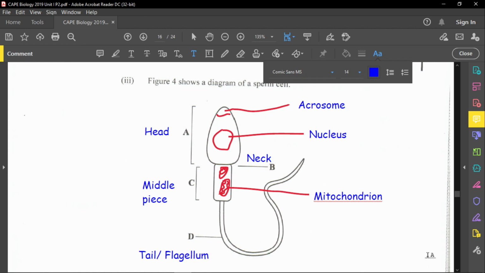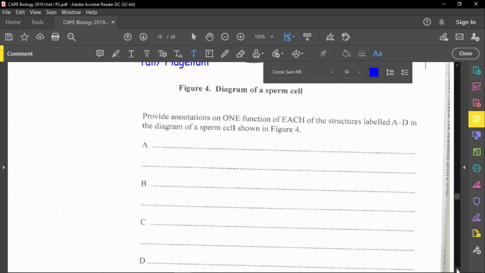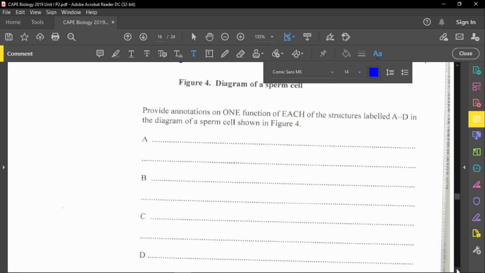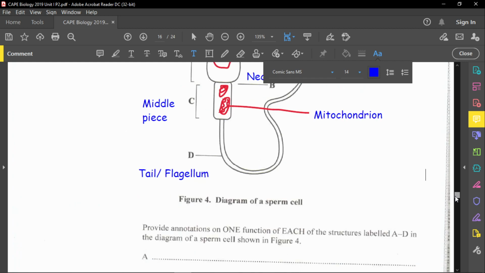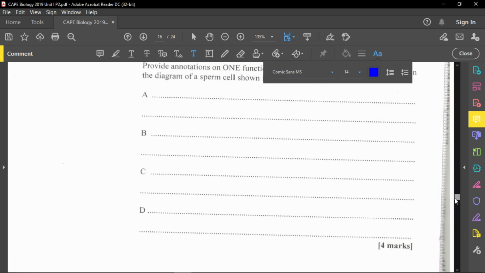All right, so let's jump into the questions now real quick. The first part is to provide annotations on one function of the following structures labeled A to D in the diagram of a sperm cell shown in figure 4. And so let's go back to A. A is the head, B is the neck, C is the mid piece, and D is the tail. So they're in order, A, B, C, D.